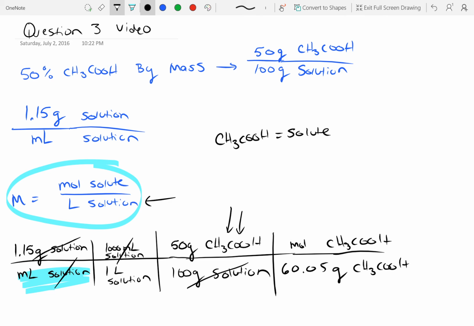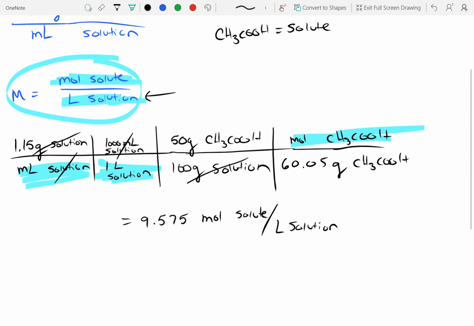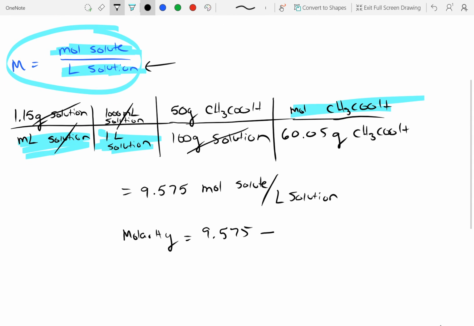So what do we finally have? We have our moles of solute and our liters of solution. If we calculate this whole train track out, we get 9.575 moles of solute per liter of solution, which is basically saying that our molarity is equal to 9.575, which is answer B.